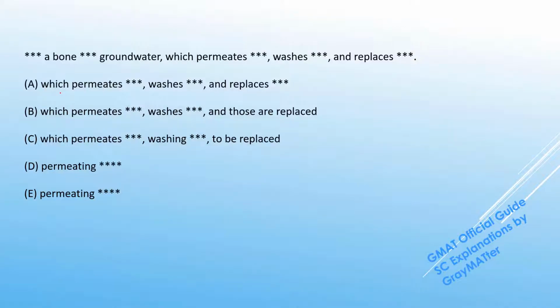A vertical scan at the beginning of these answer choices reveals a split between "which permeates" and "permeating." Now these three are relative clauses, and these two are present participle modifiers. The relative clauses are modifying the noun right in front of it, the groundwater. But what does this present participle modifier modify?